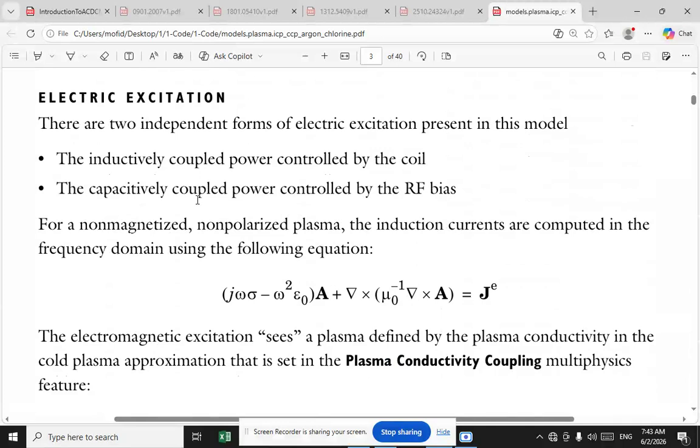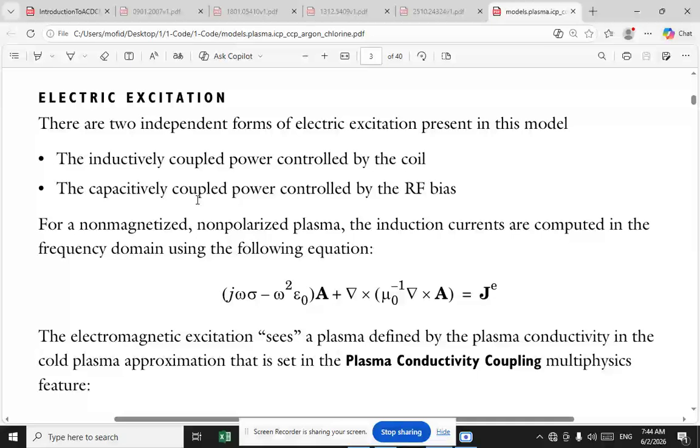Now I want to talk about electric excitation. There are two independent forms of electric excitation present in this model: the inductively coupled power controlled by the coil, and the capacitively coupled power controlled by the radio frequency bias. For the non-magnetized, non-polarized plasma, the induction currents are computed in the frequency domain using the following equation: j omega sigma minus omega squared epsilon 0 multiplied by A plus the curl of mu 0 to the power of minus 1 multiplied by the curl of A is equal to J e.